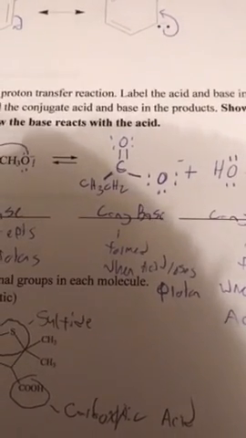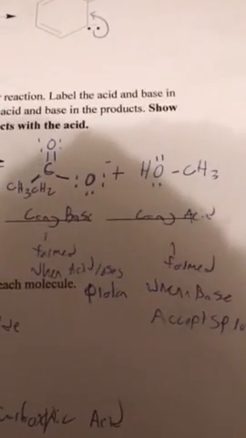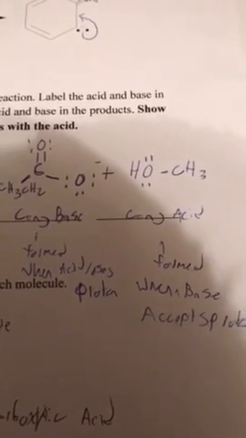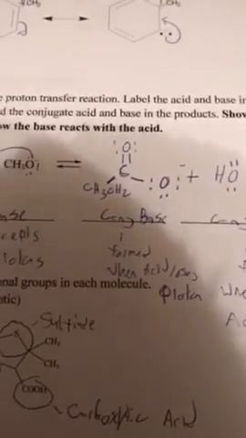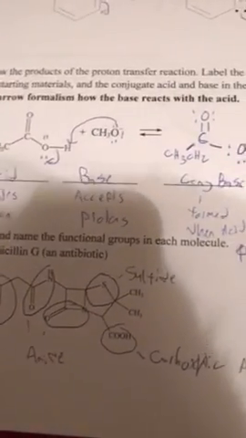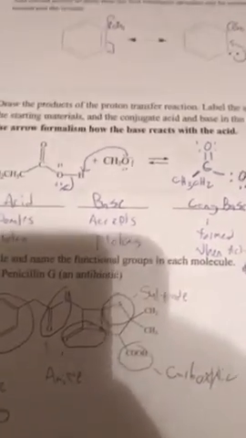So forming the conjugate base, that's formed when the acid loses the proton. And then the conjugate acid here, which is formed when that base is accepting the proton. And like I said, this is the Bronsted-Lowry. Big thing to remember is the proton transfer compared to the electron transfer, which is the other reactions we learned.